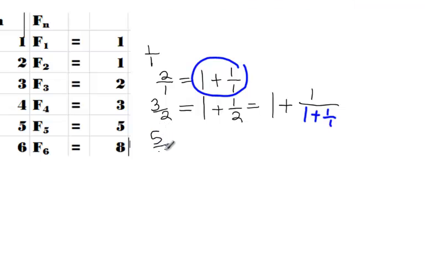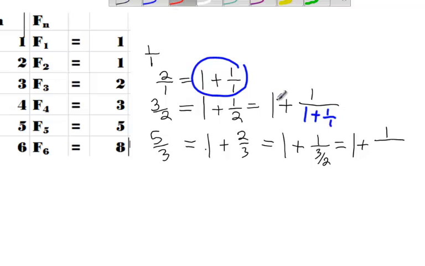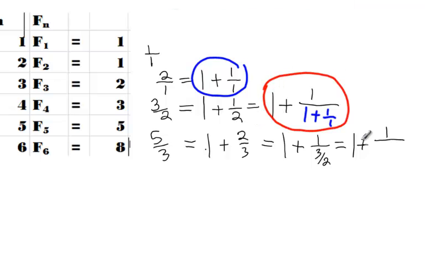The next one, 5/3, that's a 1 plus 2/3, right? 3/3 plus 2/3, or 1 plus 2/3, is the same as 5/3. So using that little trick, it's going to be 1 plus 1 over 3/2. But 3/2 was equal to this. So that's 1 plus 1 over 1 plus 1 over 1. Are you starting to see the pattern? Do we need to really go through the whole thing?